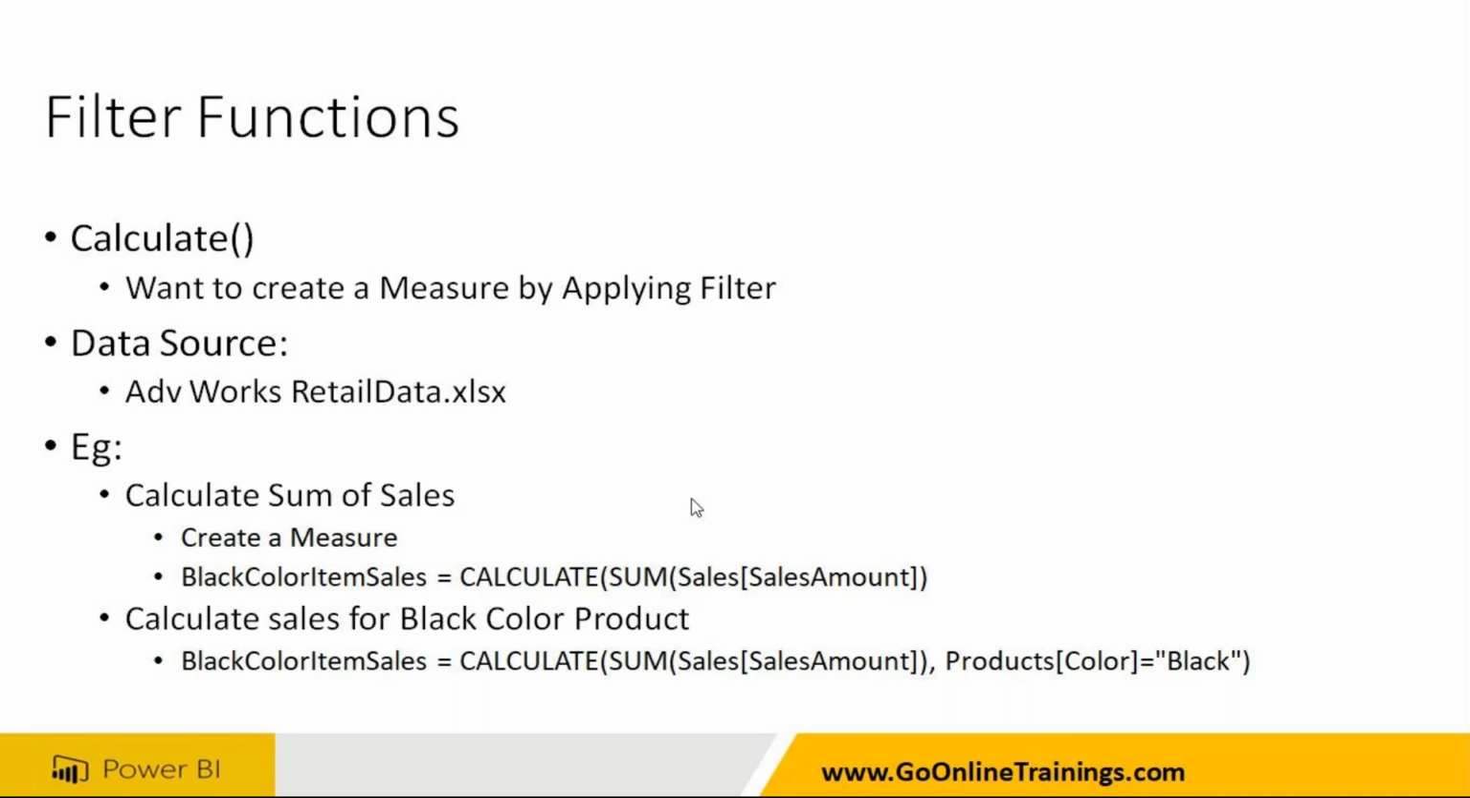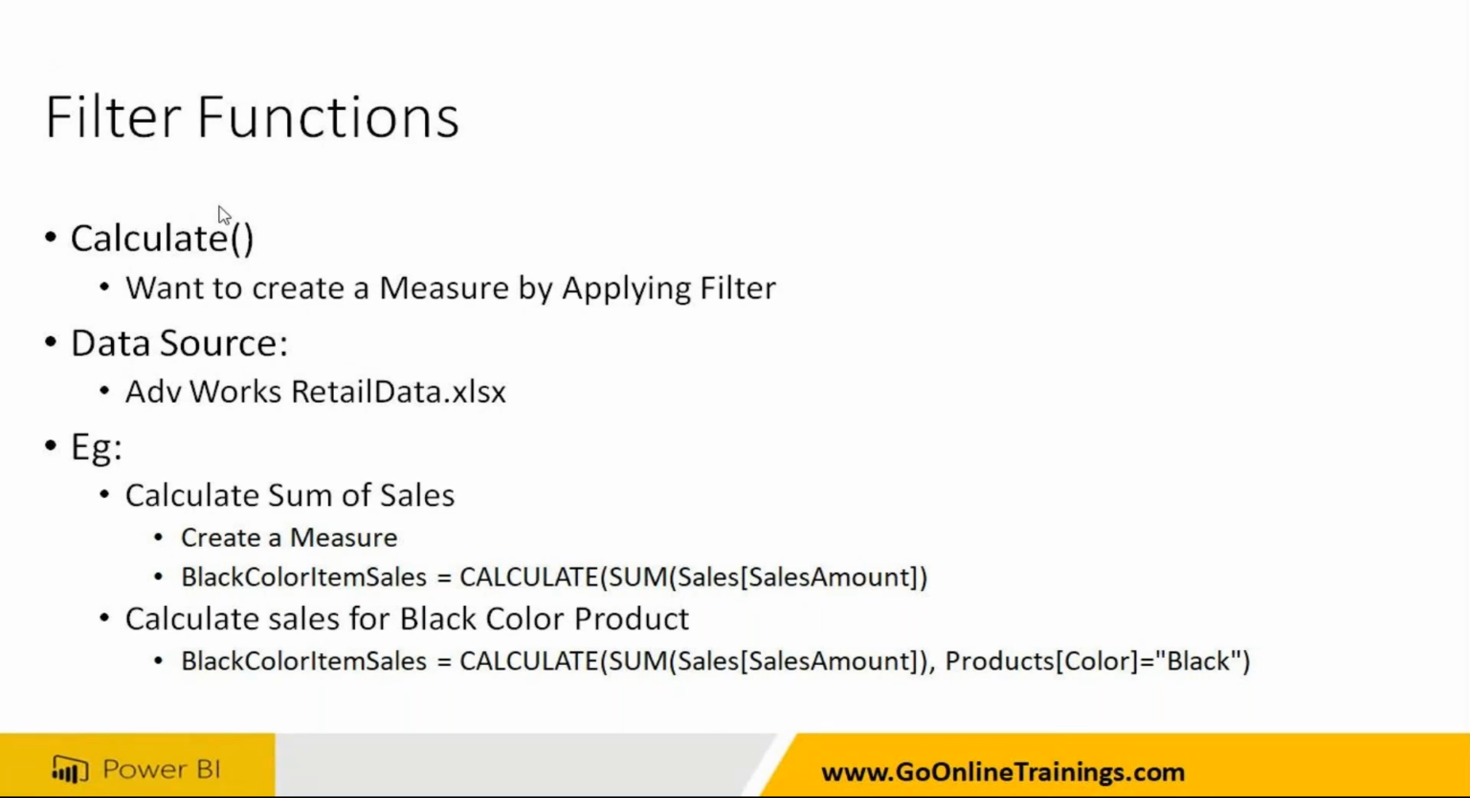For example, the simple example is that calculate sales for the black color product. I wanted to get only the black color product. So there's a filtering going on. It is equivalent to where clause. Select sum of sales from the sales table where product color equals black. Something like that I wanted to perform. So calculate is going to be calculating by applying some kind of a filter. Clear? So that is the need for the calculate filter.